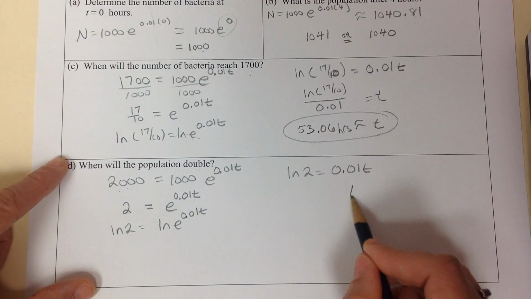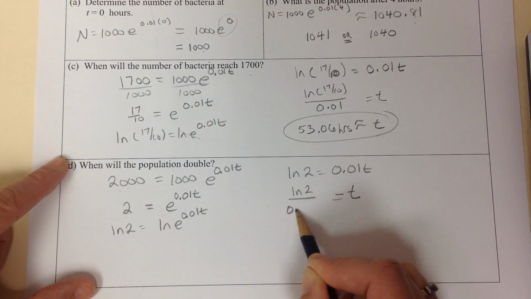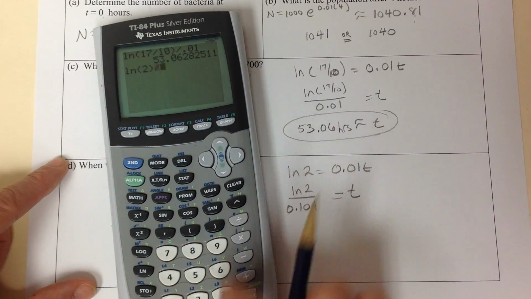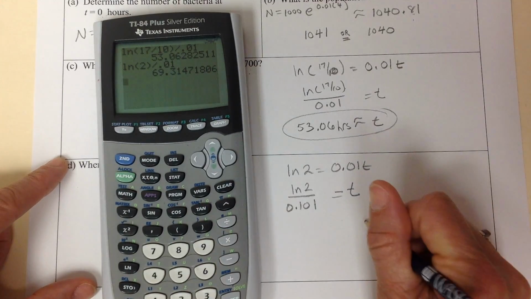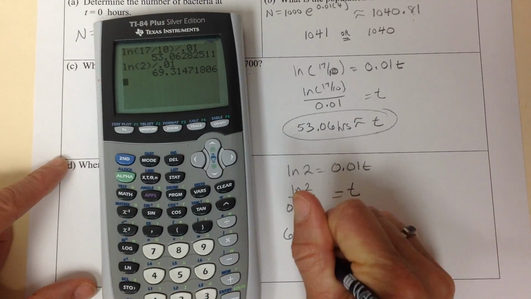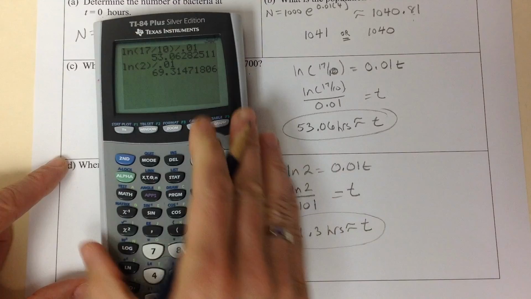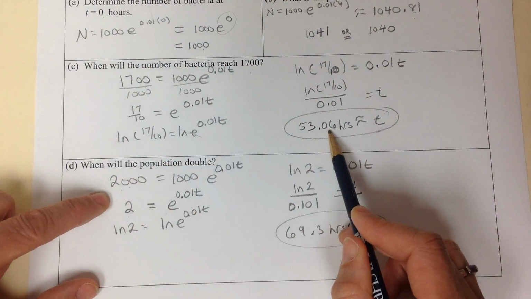Okay, and then now divide. t is going to be the natural log of 2 divided by 0.01. And when I put that in the calculator, about 69.3 hours. And it makes sense that it's longer, because doubling gets us to 2,000. In the previous problem we were only getting to 1,700.